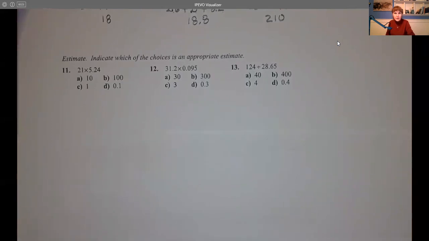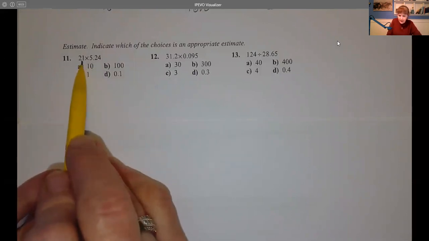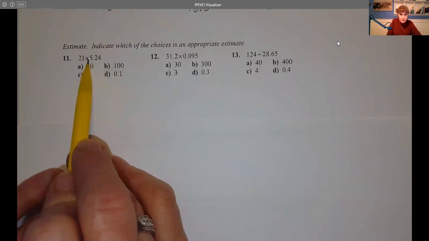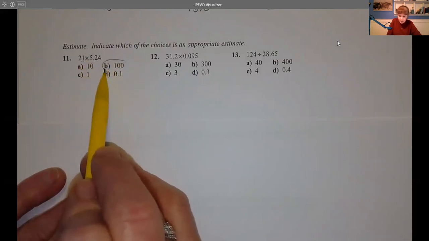Okay, now here, they're just asking you which choice would be an appropriate estimate, which is very similar to what we did on that first page there with the coffee maker or sandwich maker. So what would be a good estimate? This is about 20, and this is about 5, and you're multiplying. So if you have about 5 20s, you have about 100.